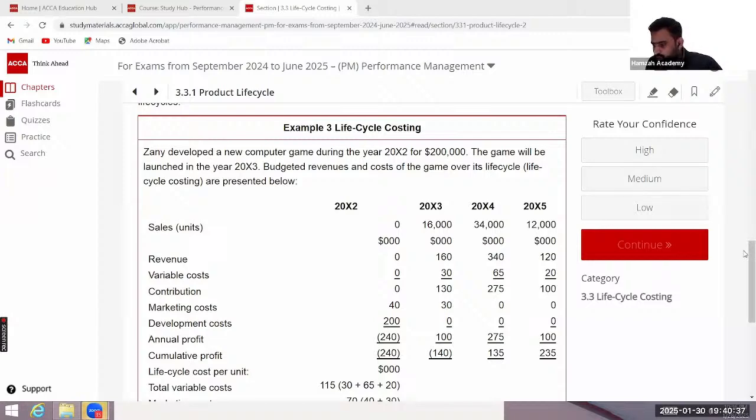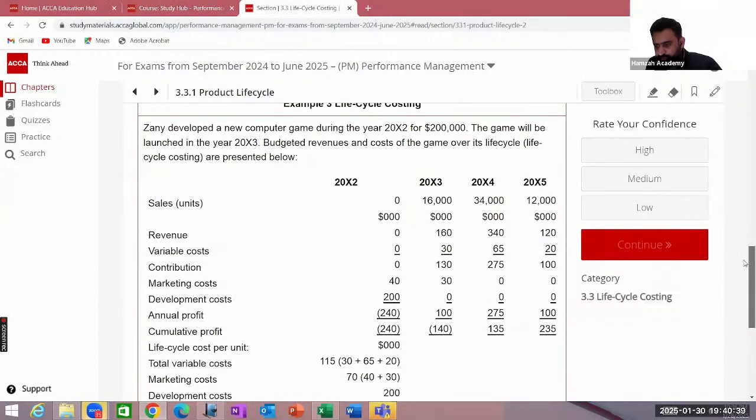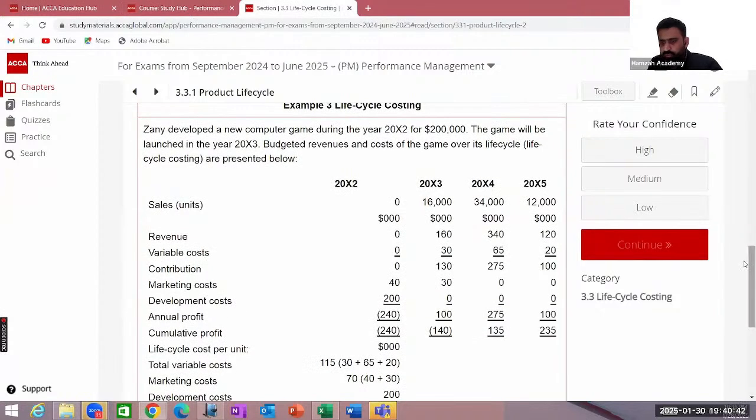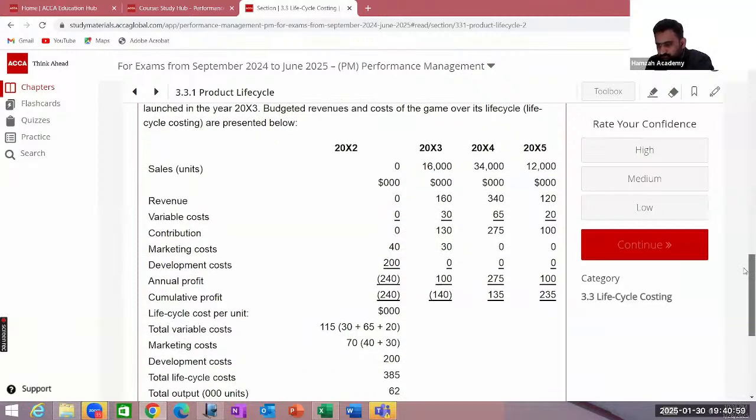Okay, now look at example 3. Z developed a new computer game during X2 for $200,000. The game will be launched in X3. Budget, revenue, and cost of the game over its life cycle are presented below. Now, in X2, you can see there is no revenue, there is no variable cost, there is no contribution, but there is marketing cost, there is development cost, and actually, we are making a loss of $240.